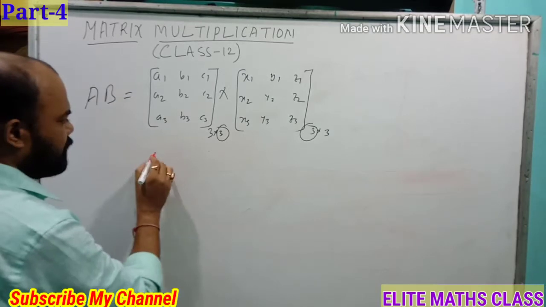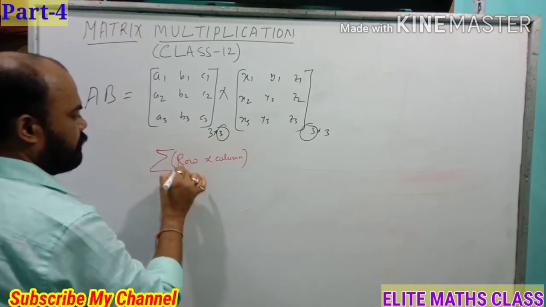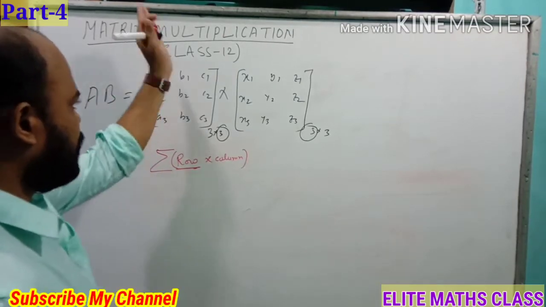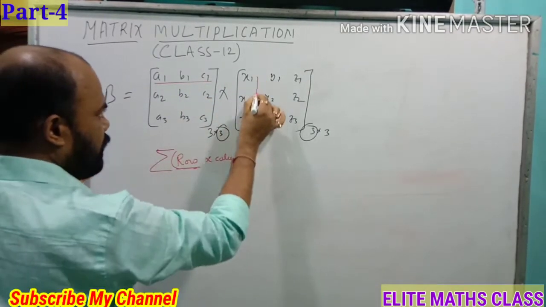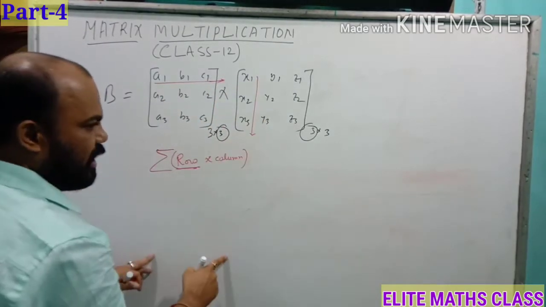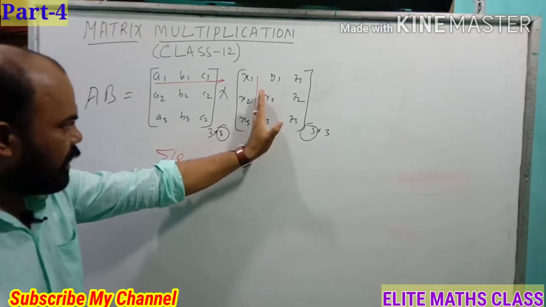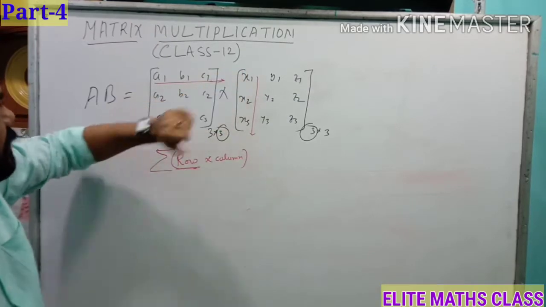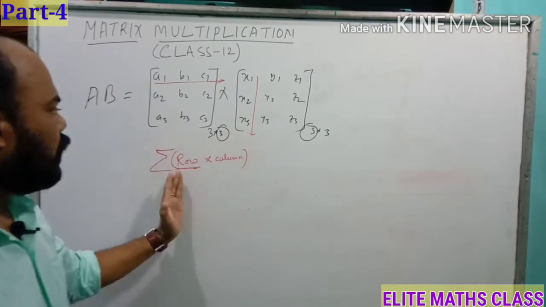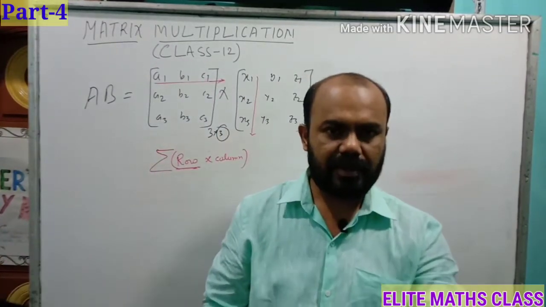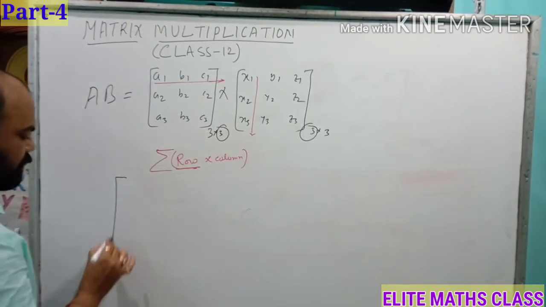Now see how to find the product. To understand the fact very easily, you just remember: row into column, that is, you multiply each element by the corresponding element of the second matrix. How to multiply? A row of the first matrix and a column of the second matrix give one element of the resultant matrix. You multiply first element into first element, then second into second, then third into third, and then sum. So this is the rule: row of the first matrix into column of the second matrix, then sum. We have to multiply the corresponding elements, then sum. So now see the resultant matrix here.